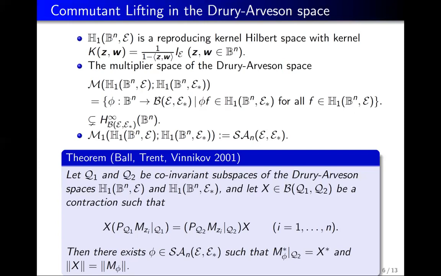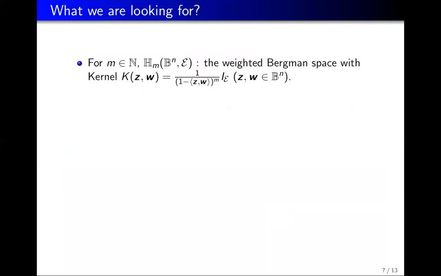So let me just quickly define what this weighted Bergman space is. Again, I'll define it by saying what the kernel is. We'll use a similar notation to what was used before for Arveson space. In the case of Arveson space, you remember the kernel was 1 upon 1 minus the inner product of z and w, but in this case there is a power m here, so that actually creates some weights. This is the kernel of this Hilbert space, and in particular, if you take m equal to 1, then you'll get back the Drury-Arveson space which we have seen earlier.